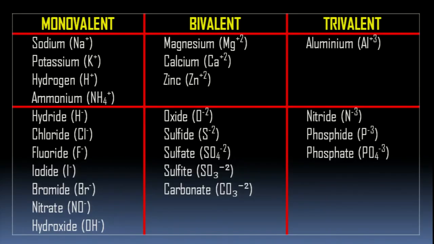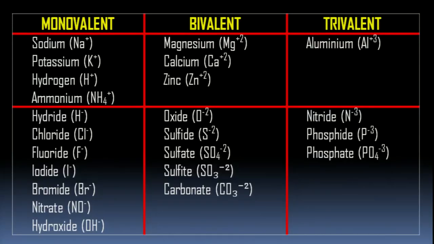But negative valencies are hydride H minus, chloride Cl minus, fluoride F minus, iodide I minus, bromide Br minus, nitrate NO3 minus, hydroxide OH minus as a whole. Then bivalent: magnesium 2 plus, calcium 2 plus, zinc 2 plus. You can note it down, children, if you want. The screen is over here. You can note it down.